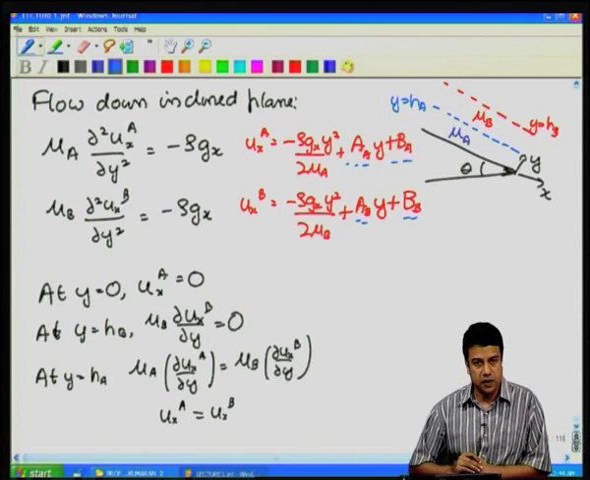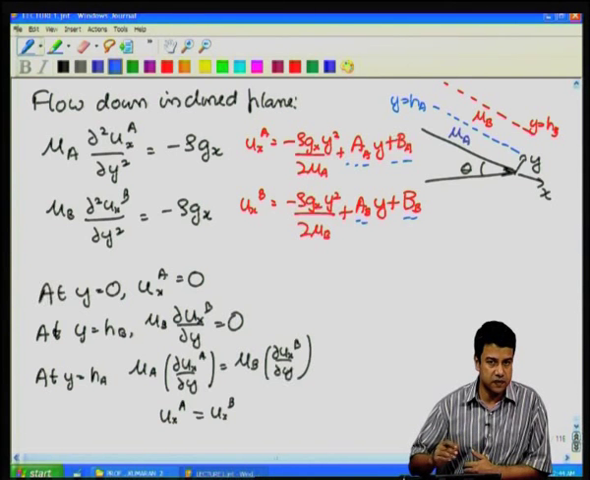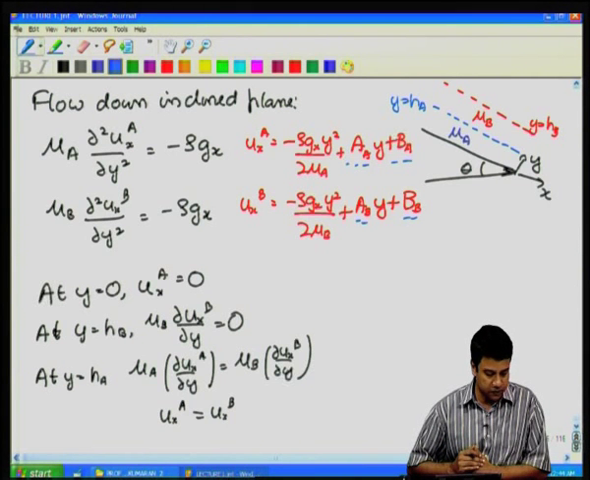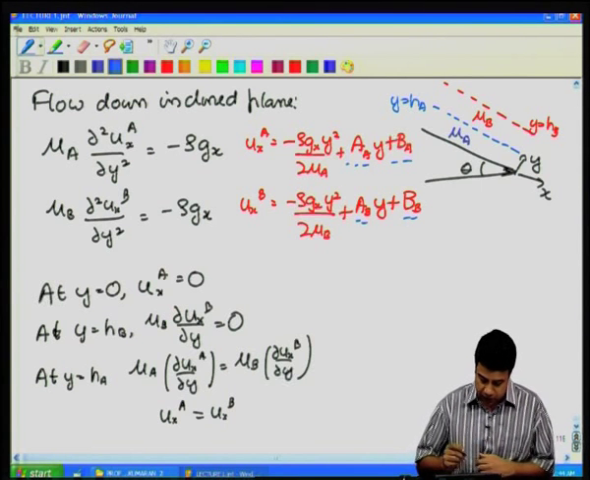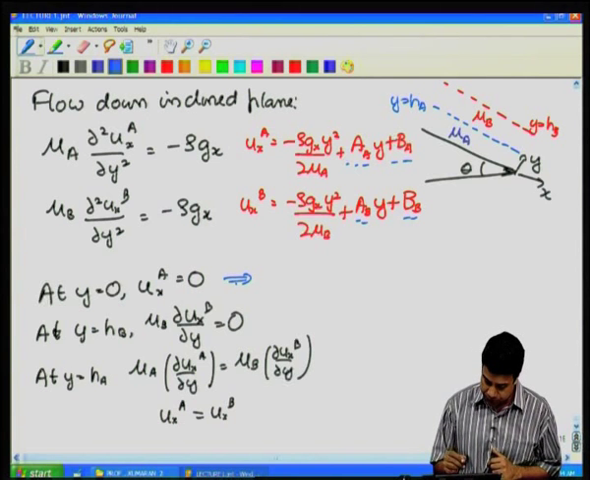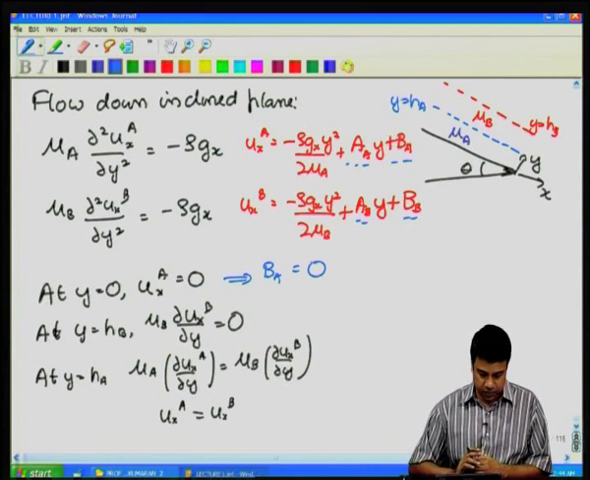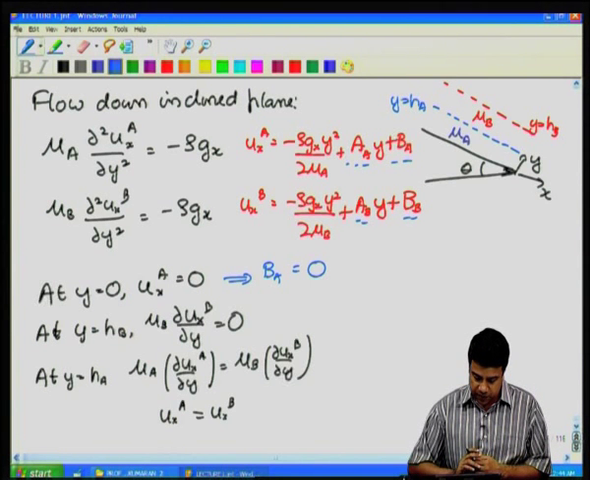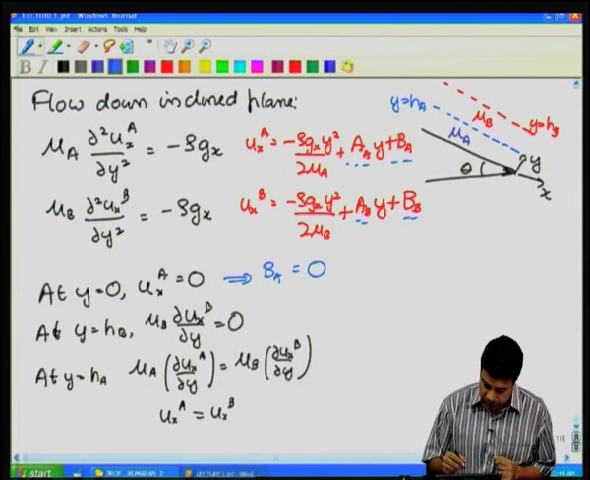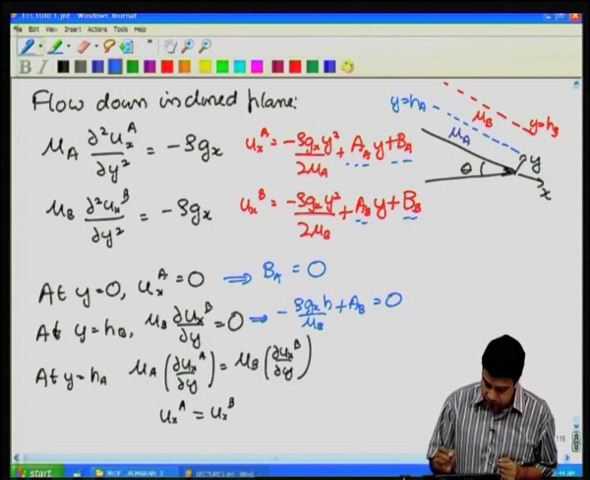So, in this particular case I am going to enforce the equality of velocity as well as the equality of stress in both fluids, and from that I will find out what all 4 constants are. At y equal to 0, u_x^A is equal to 0, that will imply that the constant B_a is equal to 0. At y equal to h_b, the derivative is equal to 0. That means that minus rho g_x h by mu_b plus A_b is equal to 0.